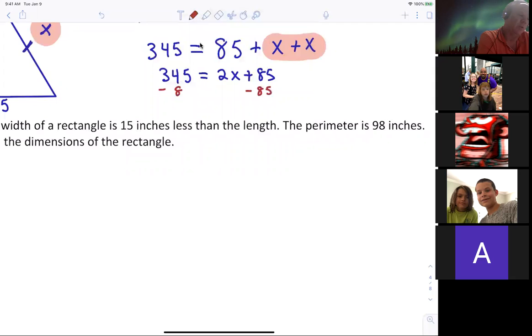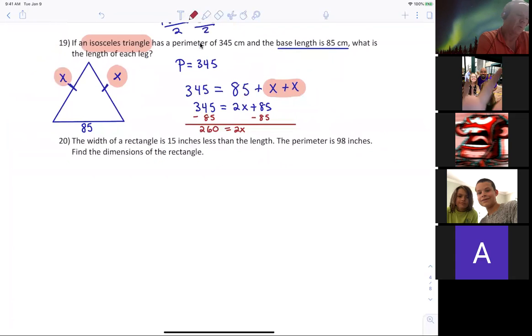And what did you say that was, Sean? Sorry, I just grabbed a glass of water. What did you say 345 minus 85 was? Oh, 260. Thank you, which would make both x's worth 130. That's exactly correct. 130 centimeters. Anybody have any questions with that?